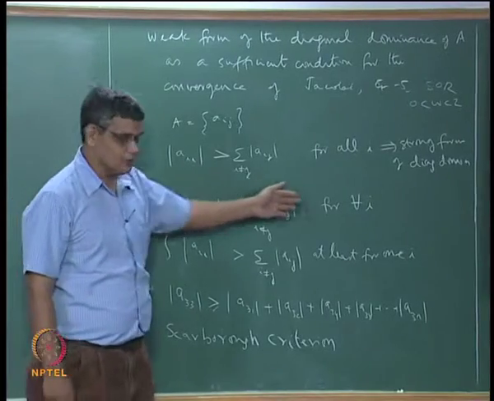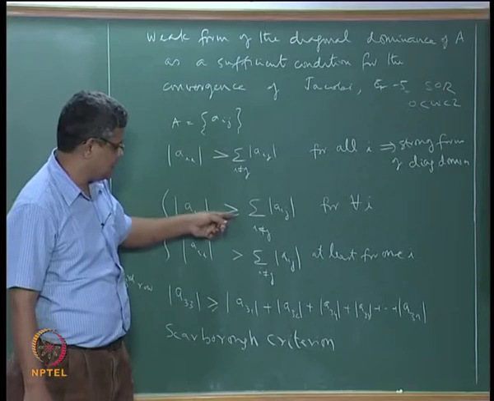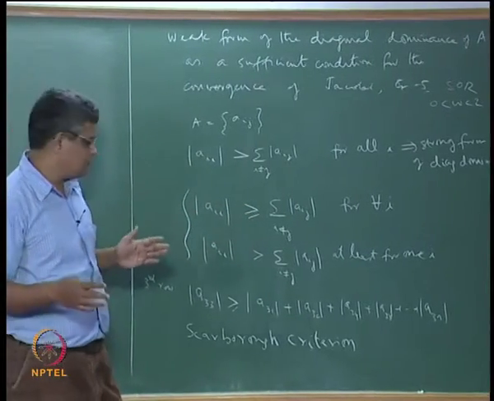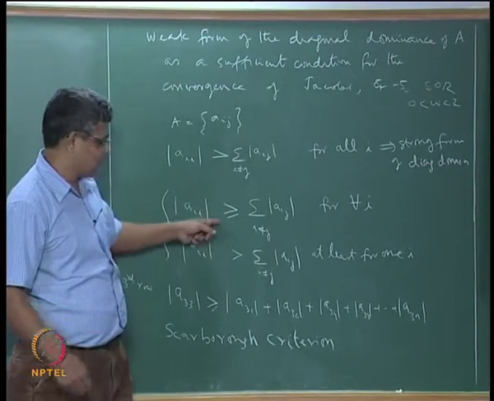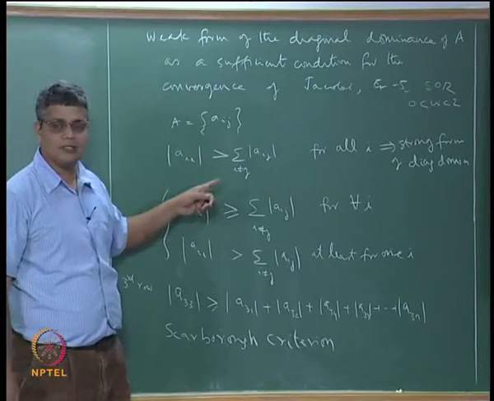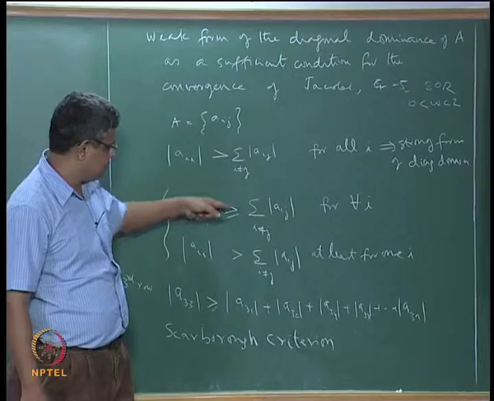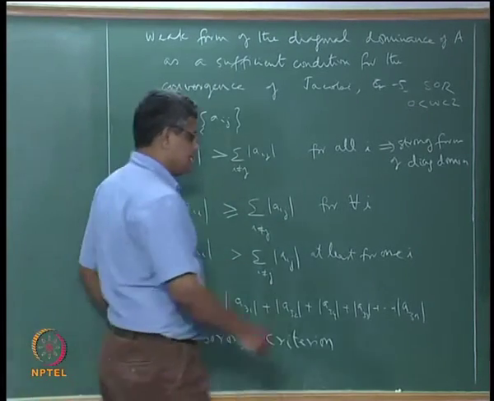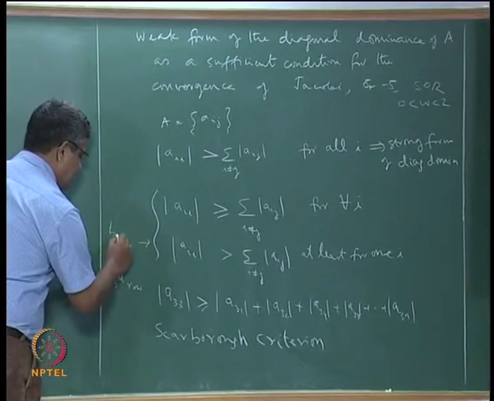For all the rows we have this being satisfied with either greater than or equal to. For all the interior points which are away from the boundary, we typically have this being satisfied with an equal to sign, and typically for boundary points we have this diagonal dominance condition being satisfied with a greater than sign. So this happens for boundary points.